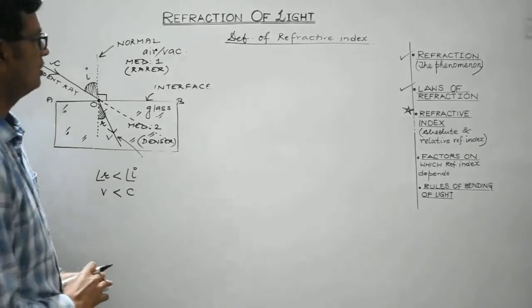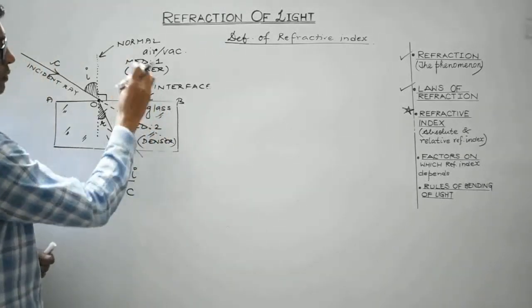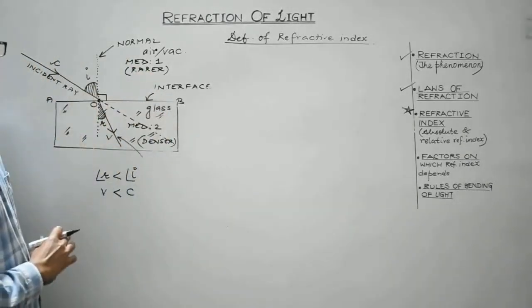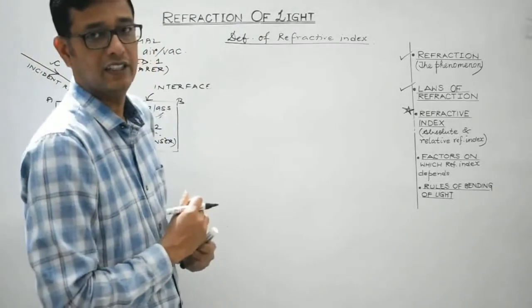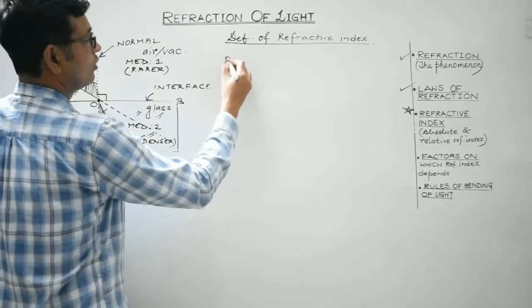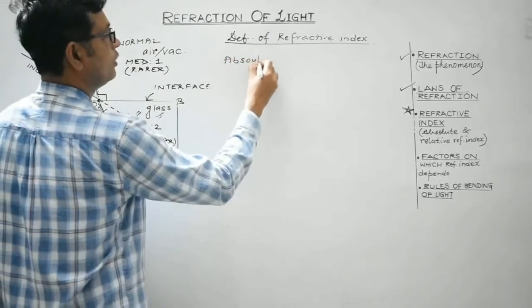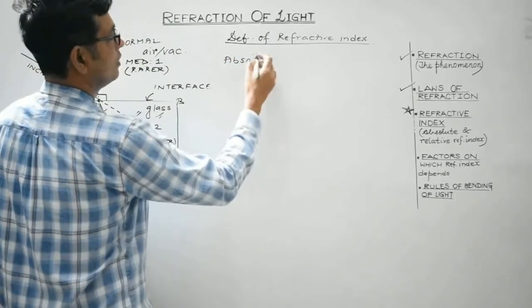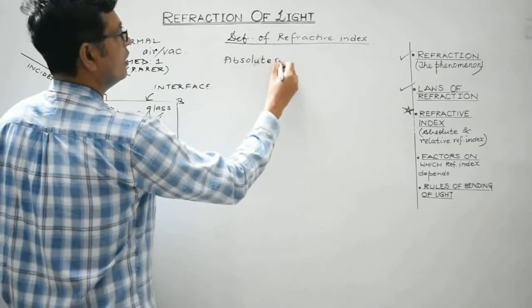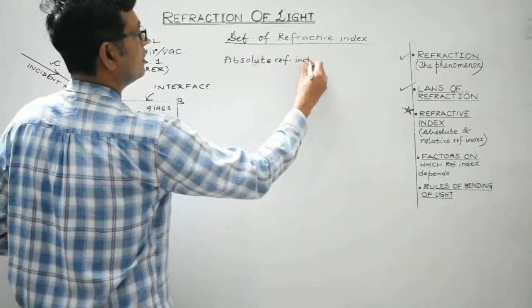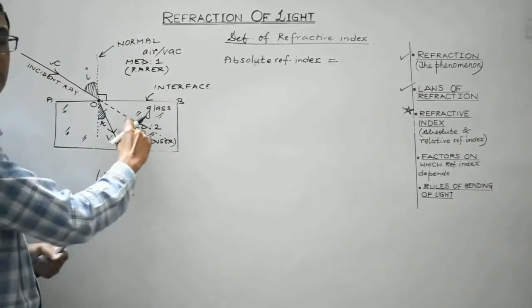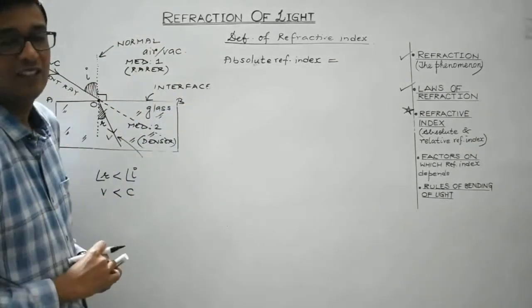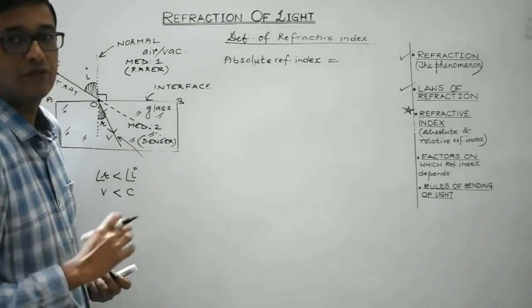Actually, if you consider this to be air or vacuum and this to be a denser medium, then it is known as the absolute refractive index, right? Absolute refractive index is the refractive index of the medium with respect to air or vacuum. That is known as absolute refractive index.